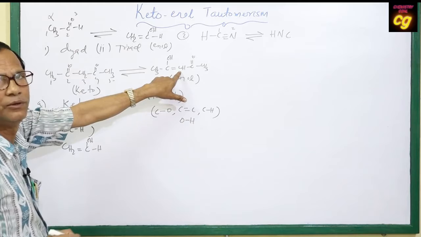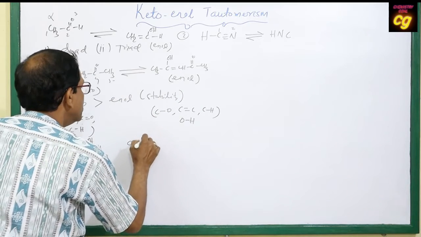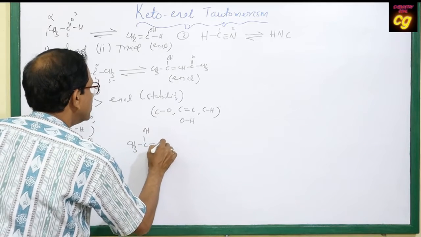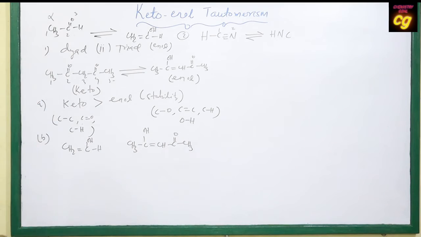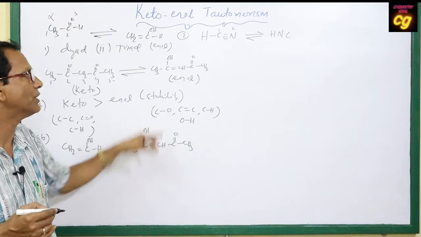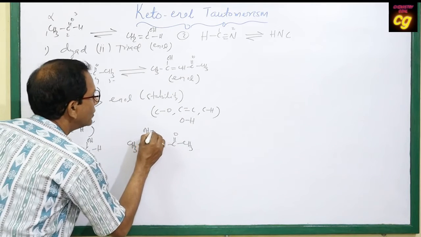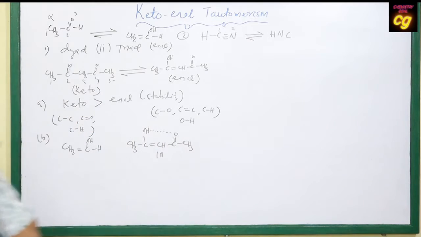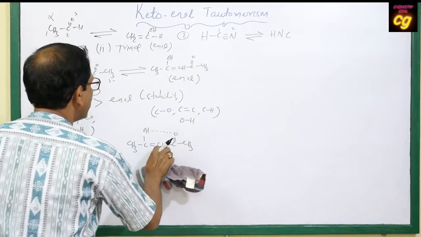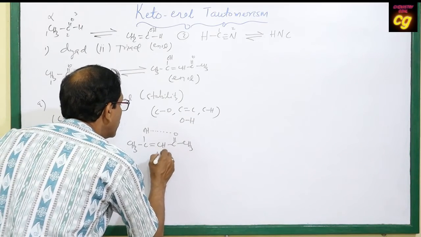Now this enol form of this compound, CH3 COH double bond CH, C double bond O and CH3. This is also one enol form of another keto form, this keto form. But here this form has intramolecular hydrogen bonding. We can write it like this: intramolecular hydrogen bonding.